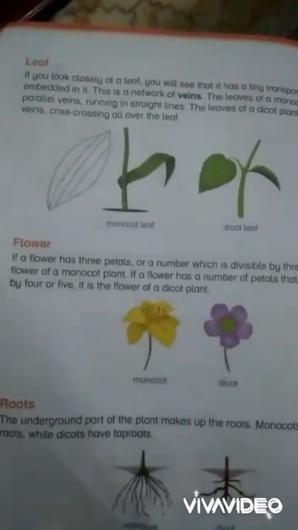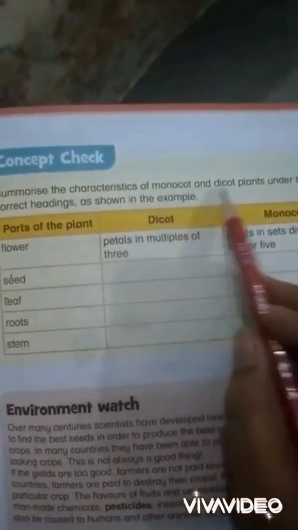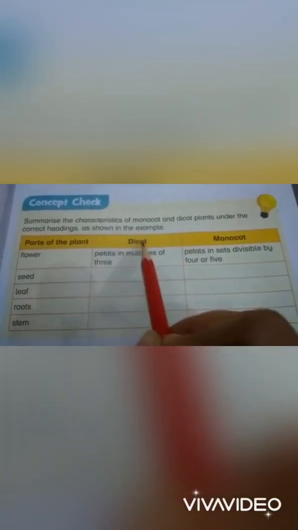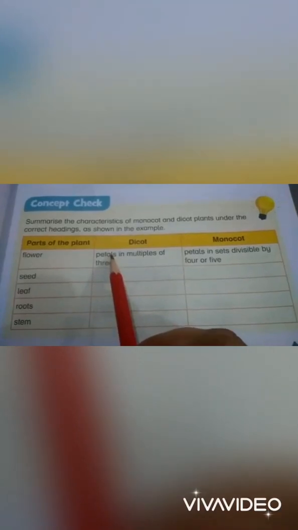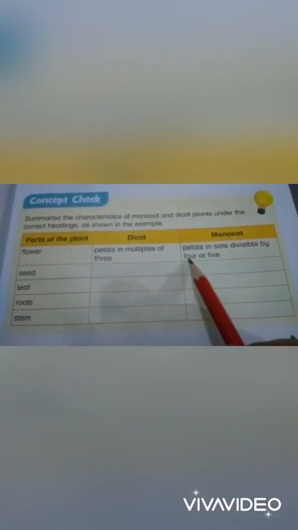Now we will solve the concept check on page number 47. Summarize the characteristics of monocot and dicot plant under the correct heading as shown in the example. Basically, this table has some problem in its heading because the number of petals in monocot plants is 3 or a multiple of 3, while in the dicot plants' flowers there are 4 or 5 petals present.